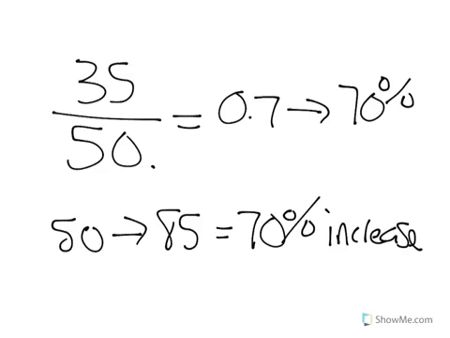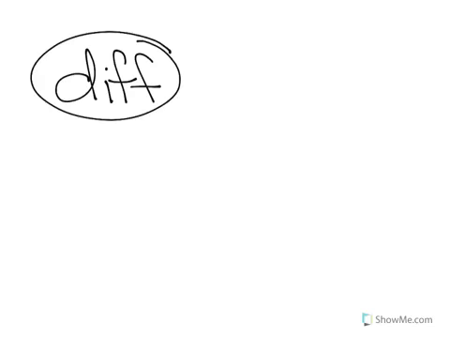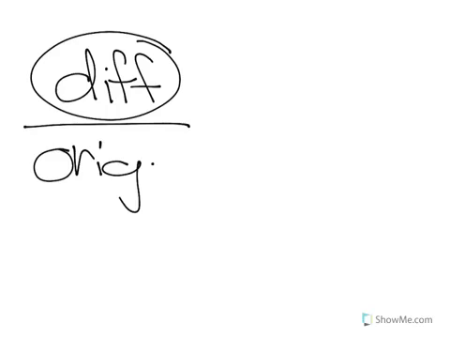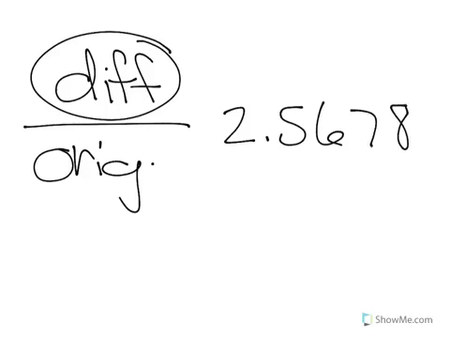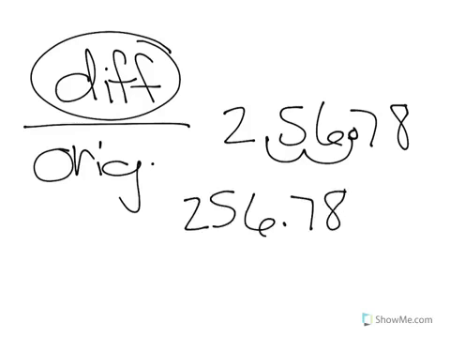You need to do each problem the exact same way. First, find the difference, and you do that obviously by subtracting the two numbers or finding how much is between them, and then you always divide the difference by the original amount. Okay, sometimes you're going to get numbers that look like 2.5678. If you end up with a number like that, then your percent is to bump it two places to the right. So that would be 256.78.